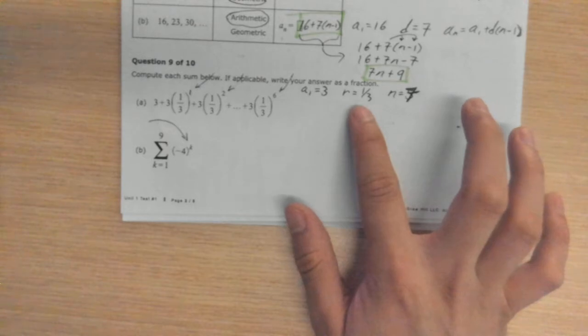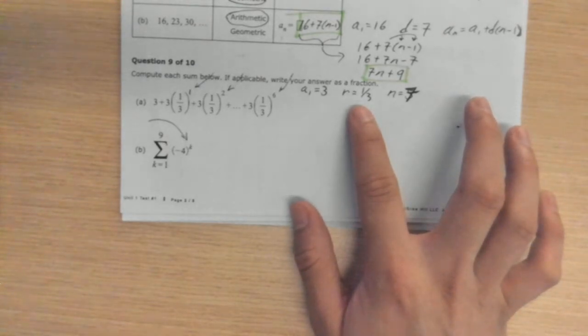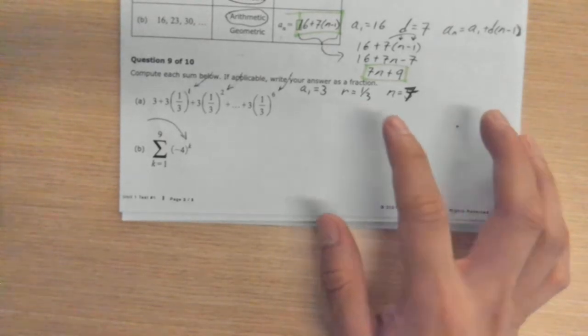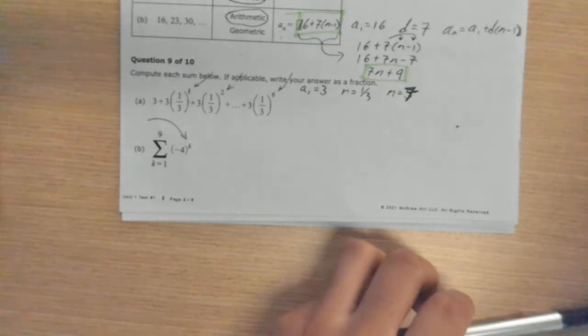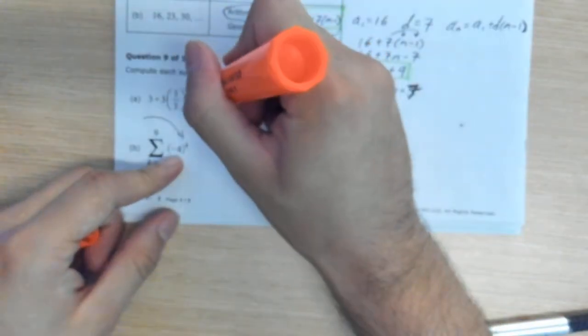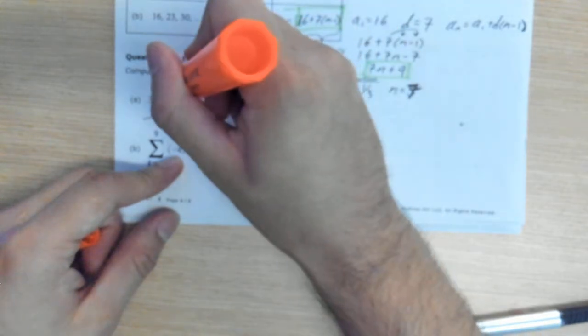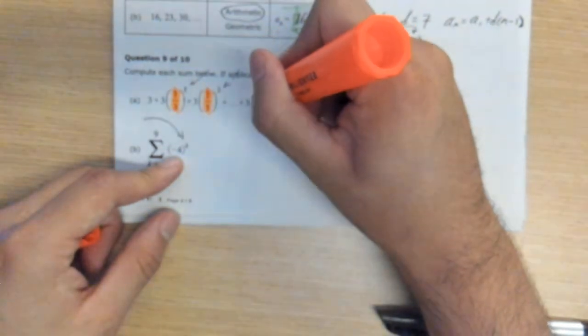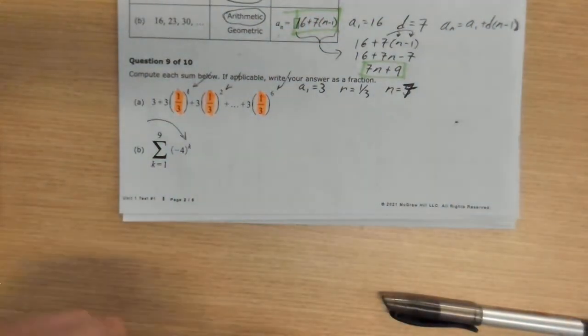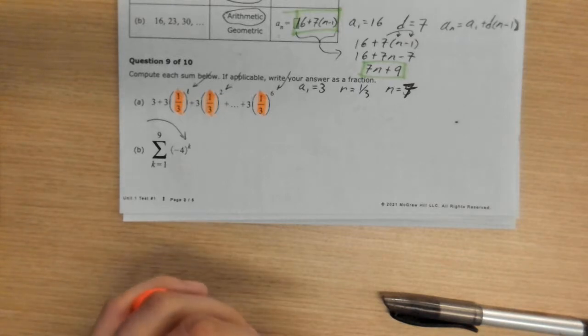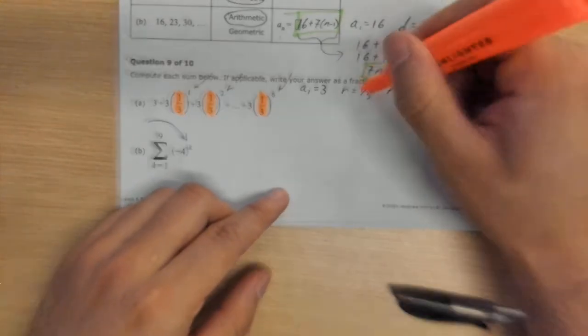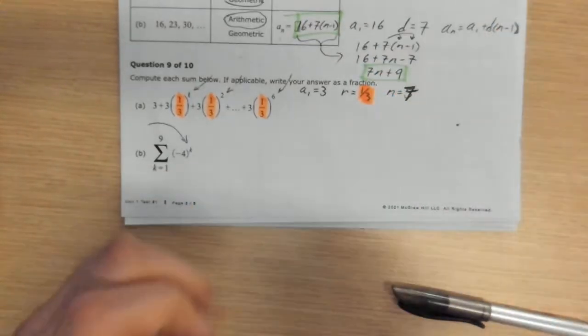Also remember, another hint: the common ratio is whatever number you have that is being raised to a power. Whatever number that you have that's being raised to a power, guys, that's your common ratio. That's why my common ratio in here is 3.